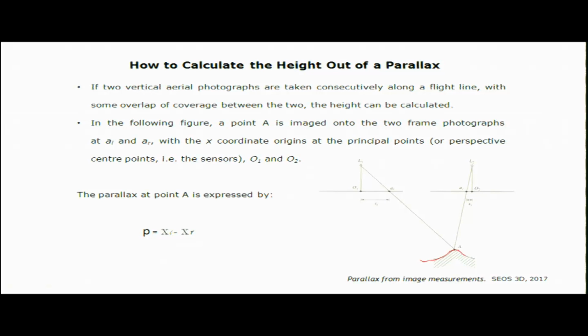Suppose this is a terrain and we are observing an object that is named A here. These are the positions of our lenses, lens 1 and lens 2. One thing you should remember: there are two types of photography. In some, we have two cameras mounted at different angles, taking photographs of the same area from different positions, because they are mounted at a distance over an aircraft. In that case we get two different photographs, forward and afterward.